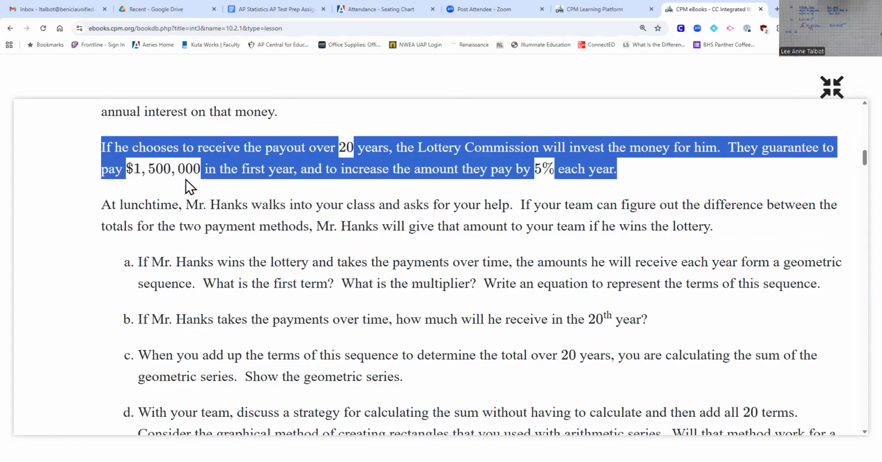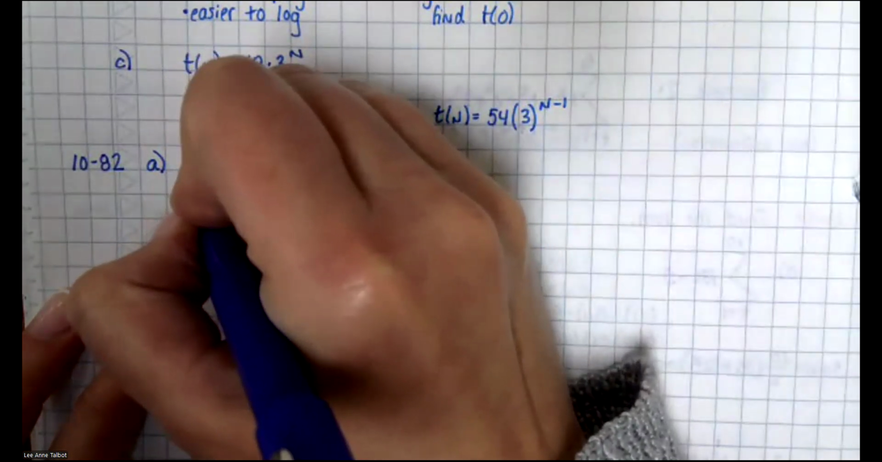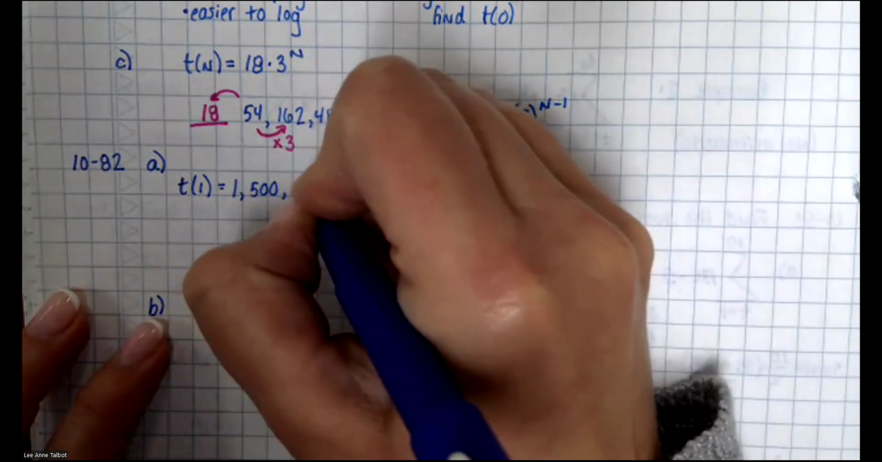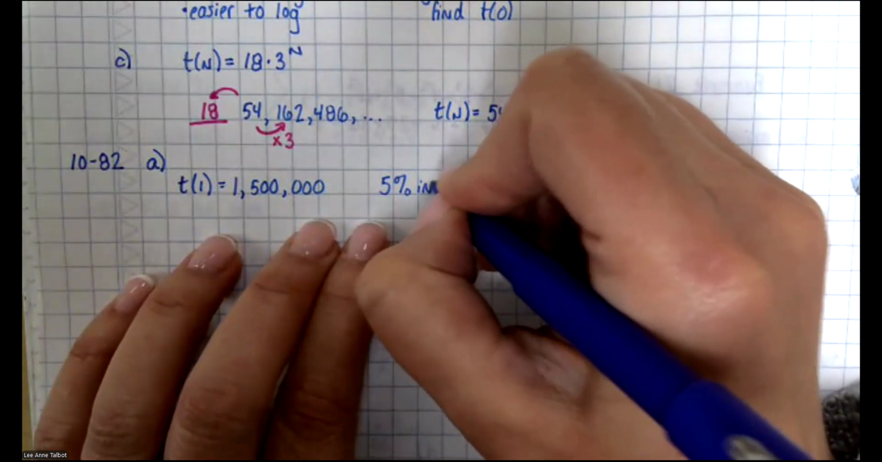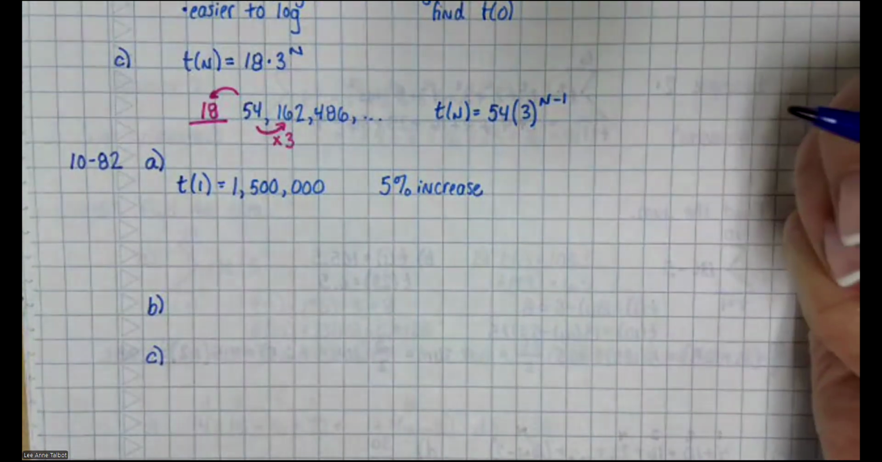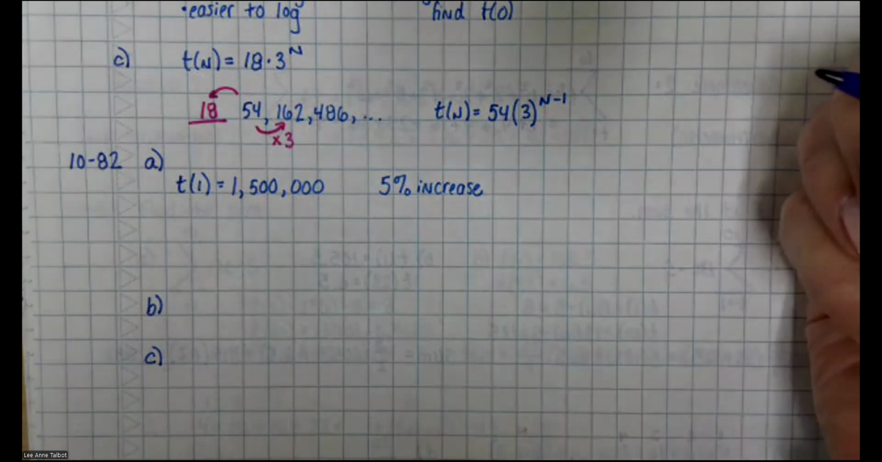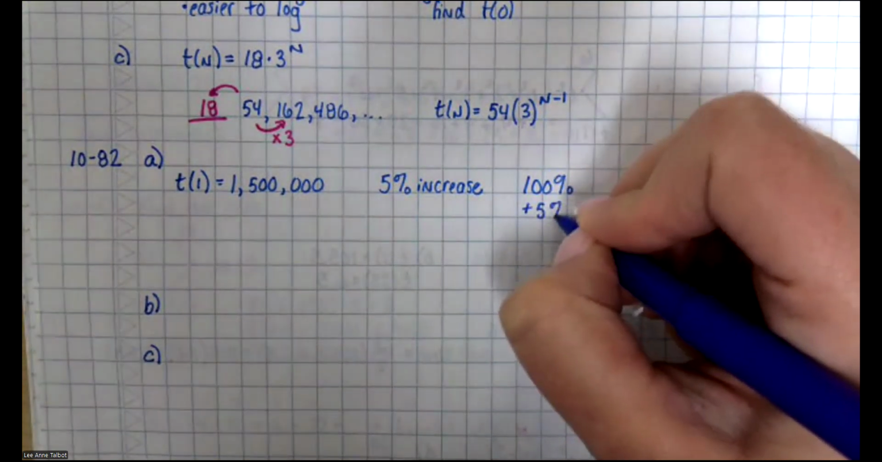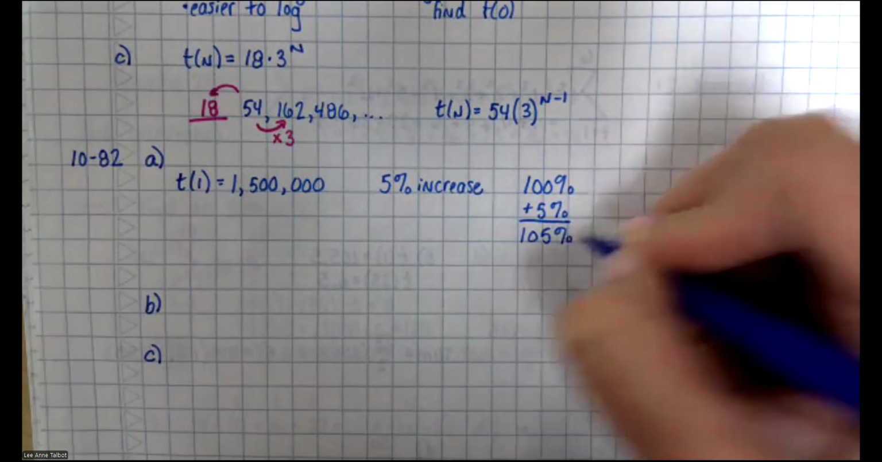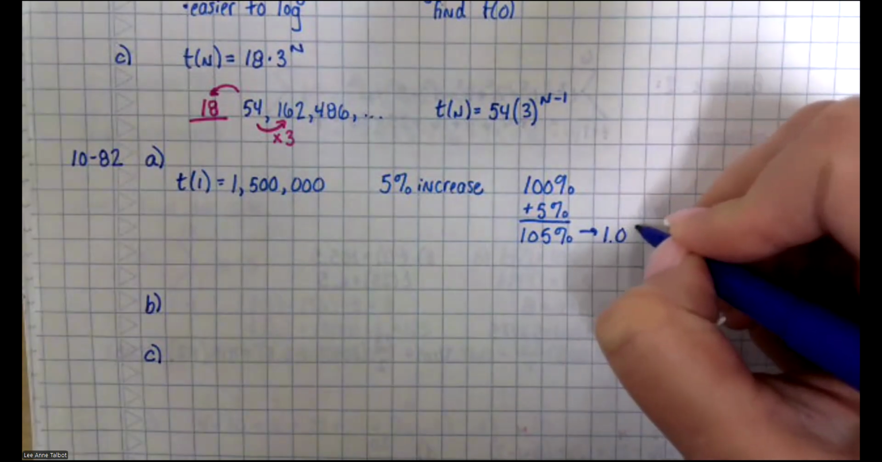Okay, they guarantee to pay 1,500,000 in the first year and to increase the amount they pay by 5% each year. What would the first term be? Okay, so the first term is 1,500,000, and then it says there's a 5% increase. Does anybody remember from math 1 how to take a percent increase and change it to a multiplier? Okay, so you go 100% plus 5% is 105%, which is 1.05.